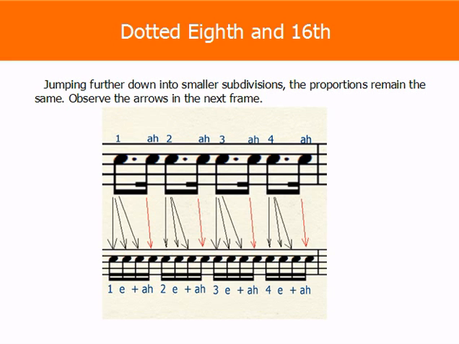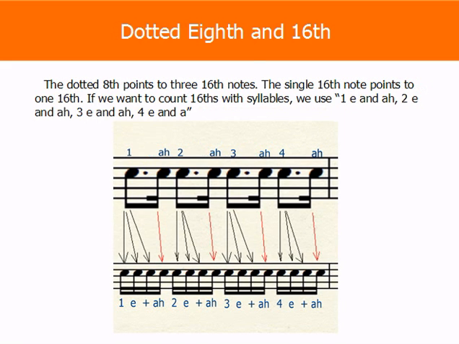So to make it easier to count, we go 1, 2, 3, 4, 1, 2, 3, 4. So again, the dotted eighth note points to 3 16th notes. If we want to count 16th notes as syllables, we use 1 E and 2 E and.